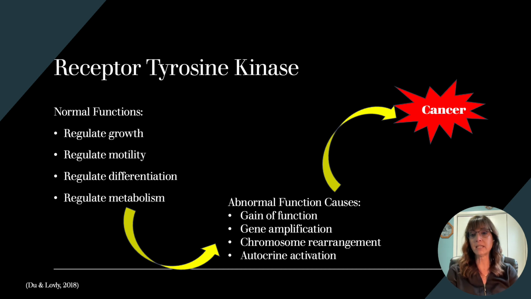Receptor tyrosine kinases are vital in normal functions, including regulating cell growth, motility, differentiation, and regulating metabolism. However, through gain-of-function mutations, gene amplification, chromosomal rearrangements, and autocrine activation, these normally tightly regulated receptors are transformed, and there becomes a problem with the balance between cell growth and cell death. And quite often, this leads to cancer.